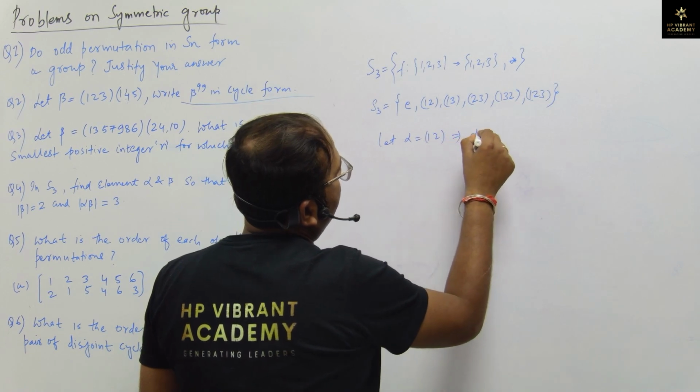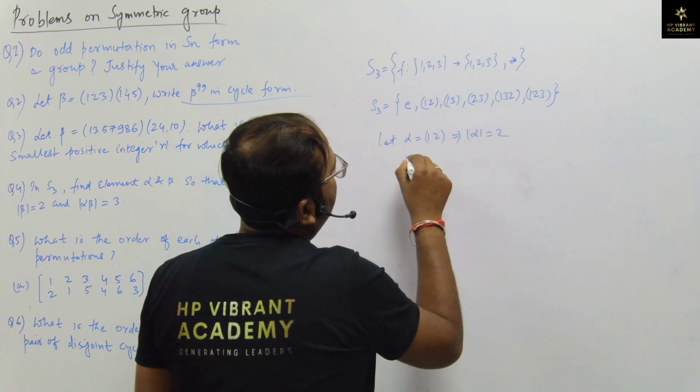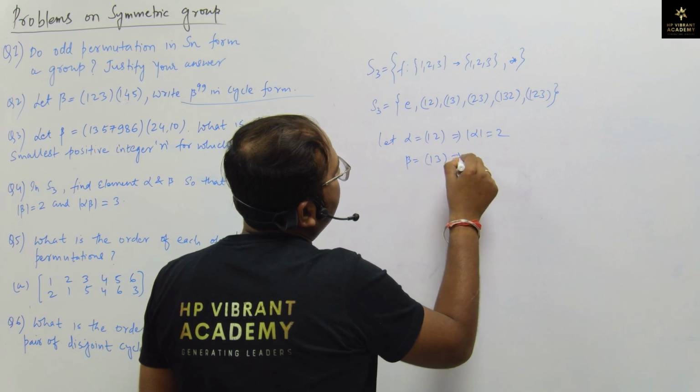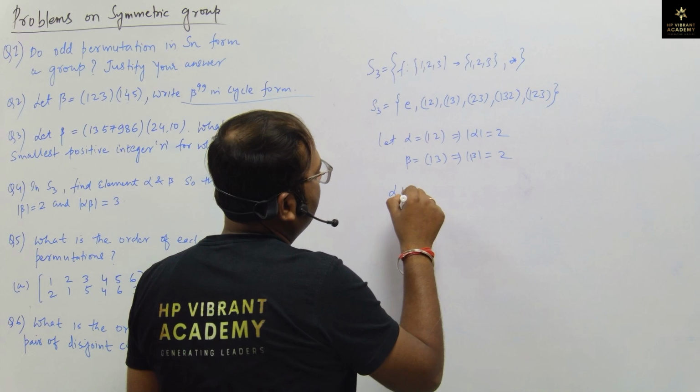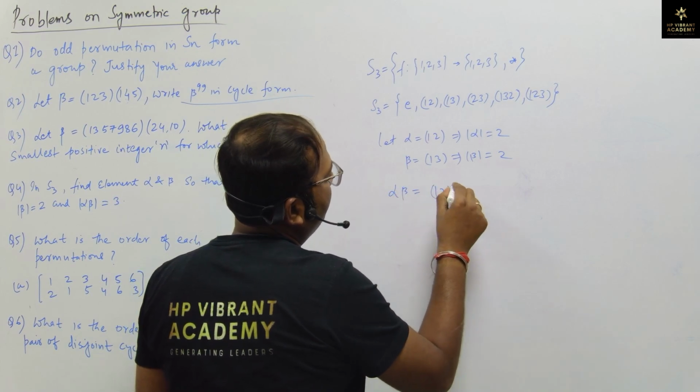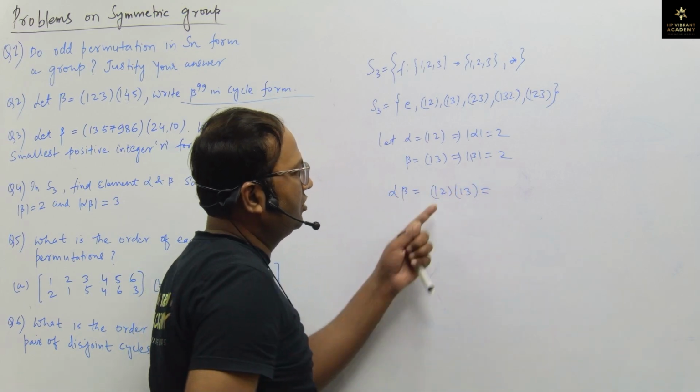This means the order of alpha is equal to 2. Beta is equal to (1 3). This means the order of beta is equal to 2. Okay, let us multiply alpha and beta. Alpha beta is equal to (1 2) times (1 3). Let us do the multiplication.